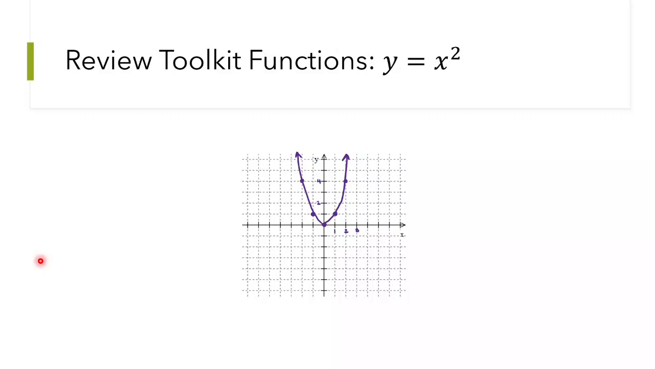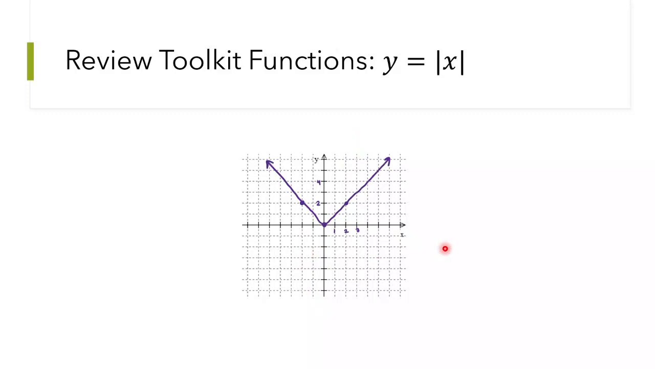Y equals x squared is our basic parabola. It has this kind of U shape. The vertex or the bending point is at the origin, goes through the point 1, 1, negative 1, 1 as well. Y equals x cubed also goes through the origin, but the difference is the right side goes up and the left side goes down. That's because when you cube a negative number, you end up getting a negative.